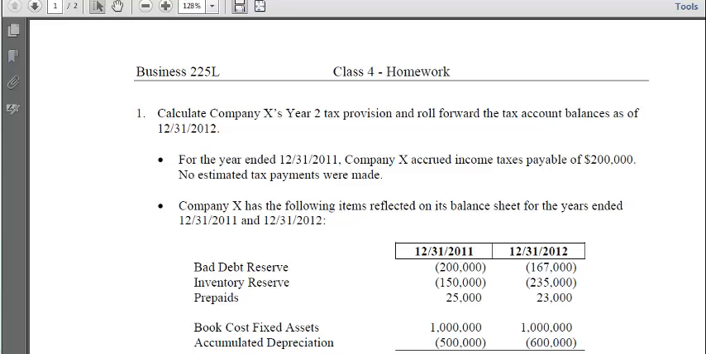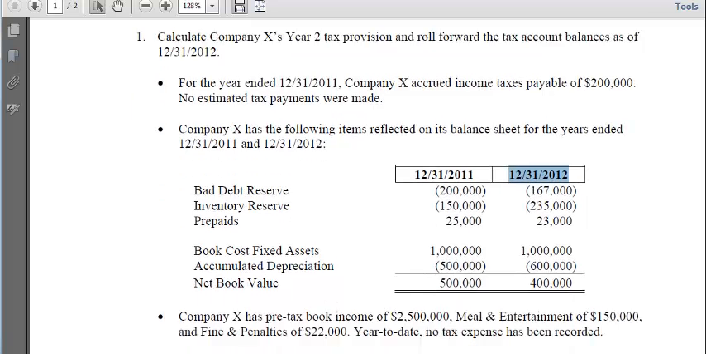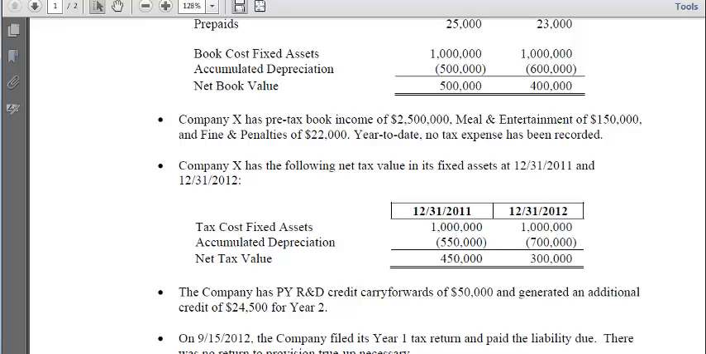Okay? So the Class 4 homework assignment that we're going to go through is the one I have up on the screen here. This is the one that has a company with balances as of 12/31/11, and we're doing the provision for the year end at 12/31/12, so we show the balances of our temporary items at the end of the prior year as well as at the end of the current year. Like I said, I'm going to do this solution in Excel, but just to make sure we're on the same page, this is the problem that we're looking at.